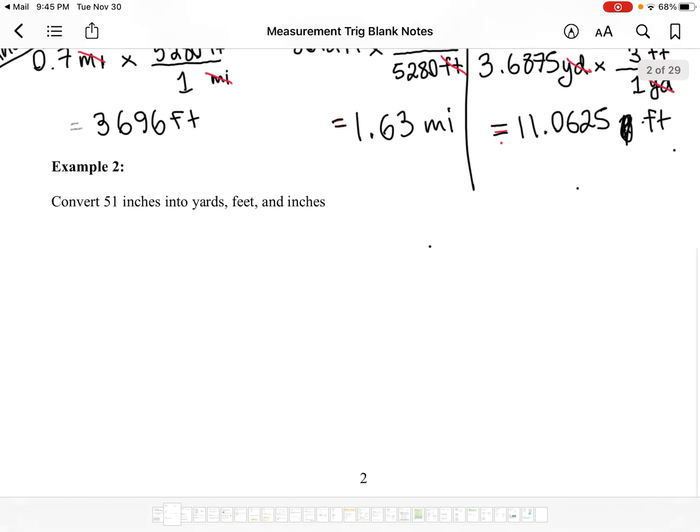Here's another one that is a different type of question. Convert 51 inches into yards, feet, and inches.